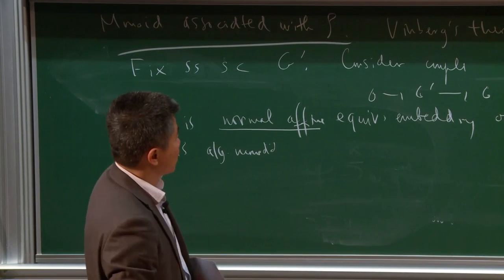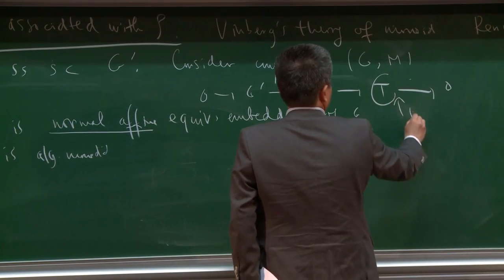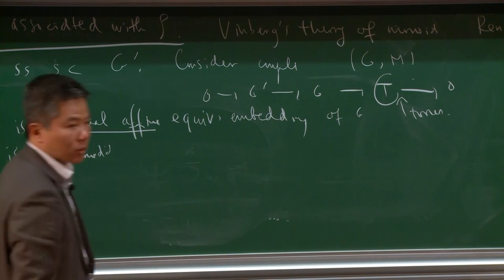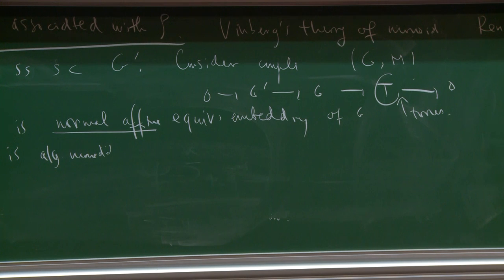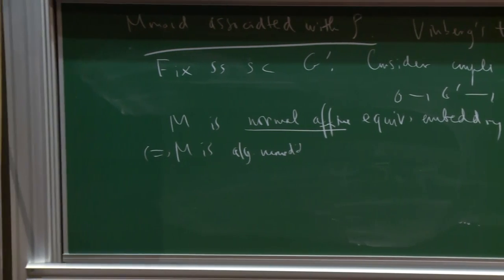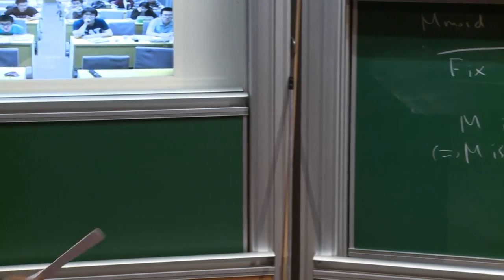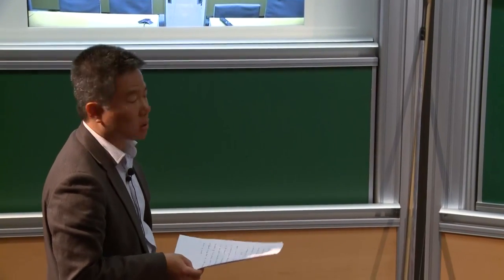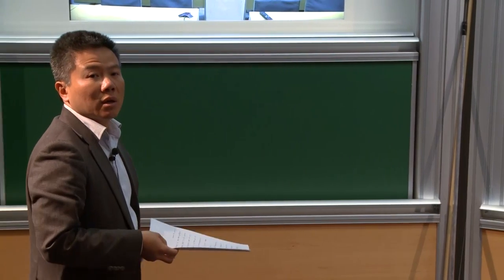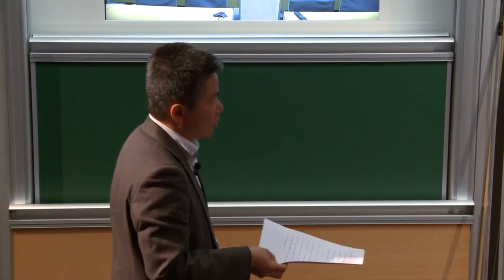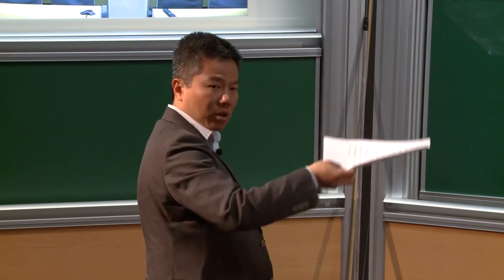What is T? T is a torus, some torus. Here it is split. If the group is not split, maybe you would have to look at a non-split torus, but there should not be any problem. Here G is split; I assume G prime is split. But I think that can be generalized to the non-split situation.